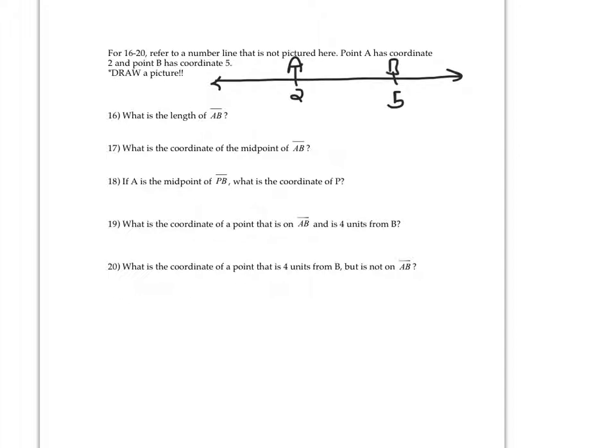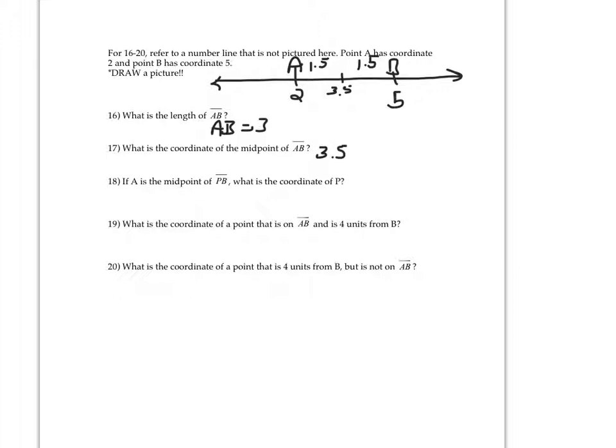What is the length of AB? Well, AB, the line segment, has a length equal to 3. So the distance from point A to point B is 3. It says, what is the coordinate of the midpoint of AB? Well, since they're 3 units apart, half of that distance would be 1.5. So if we took and added 1.5 to 2, that would put us at 3.5. So this would be a distance of 1.5 units also. So 3.5 is the midpoint.